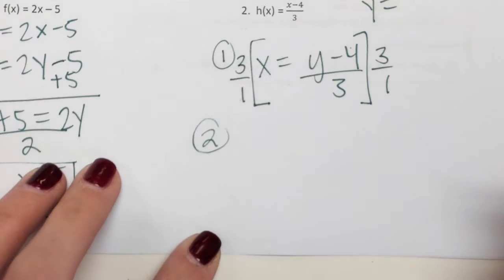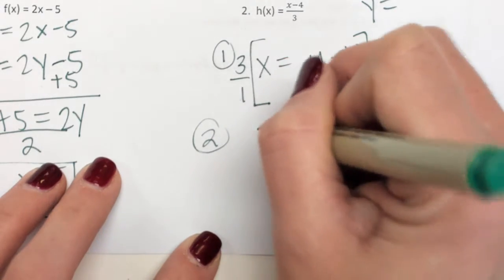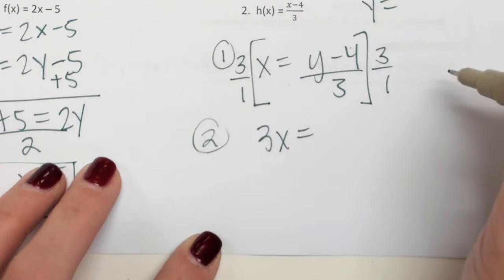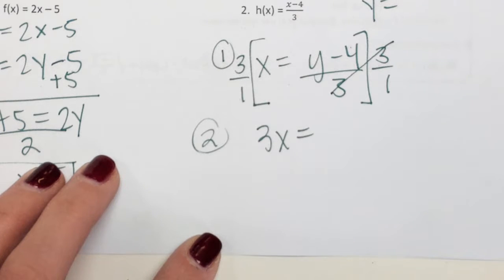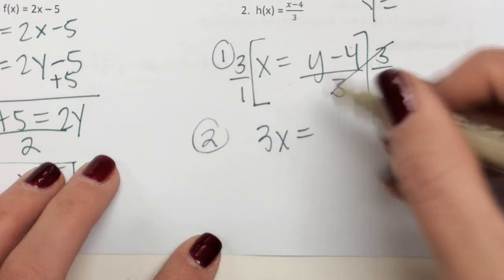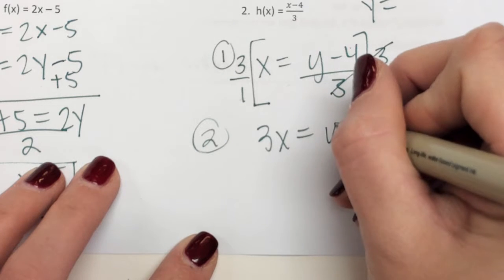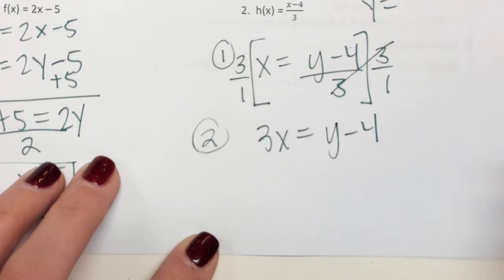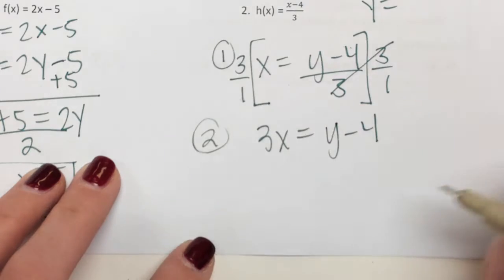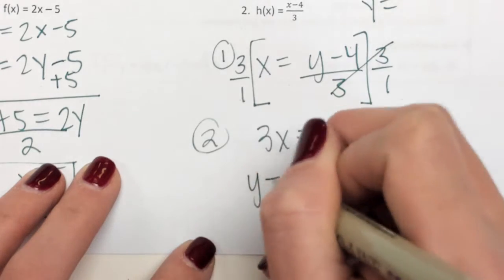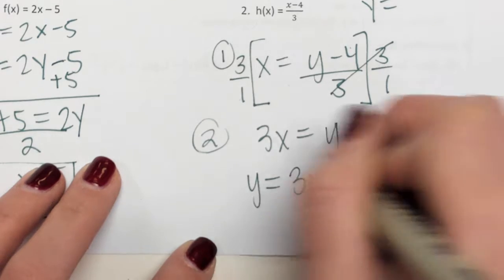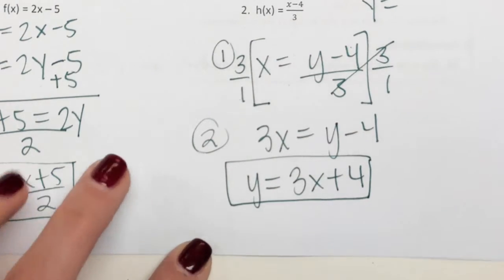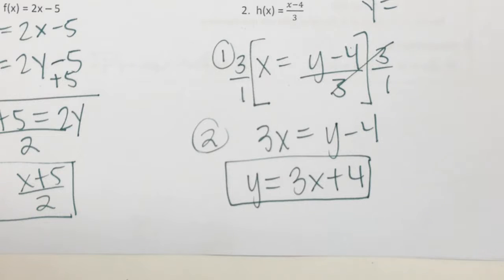So what will I have on my left side? And what happens on this side? The 3's cancel, because 3 divided by 3 is just what? So 1 times this would be what? Good. And now to solve for y? Good. Add 4, so y equals what? Perfect. Questions about that?